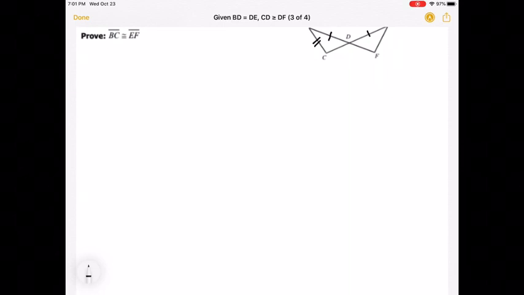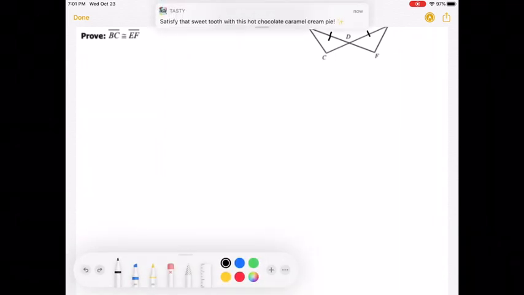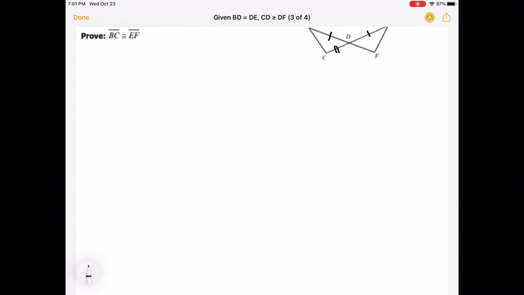So here, nope, just kidding, not there. It's hard not seeing these. Sorry, my recipes are popping up. CD is congruent to DF. All right, there we go.